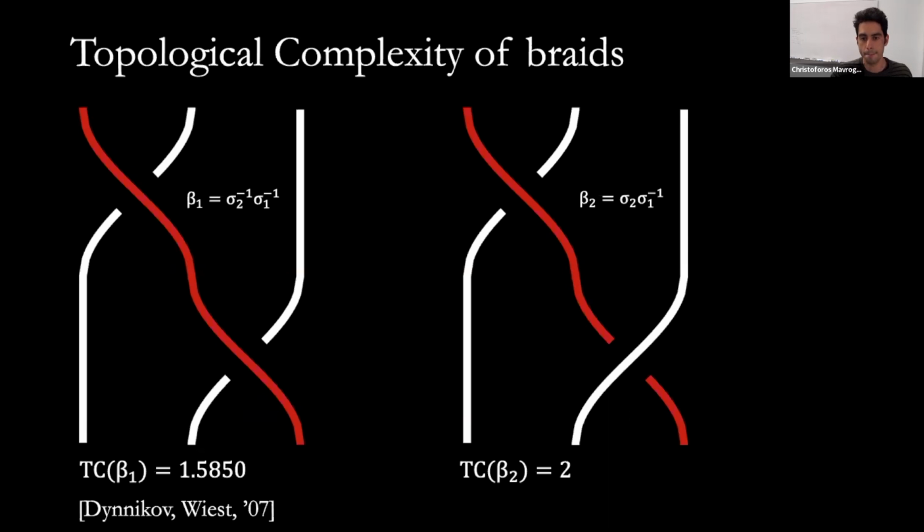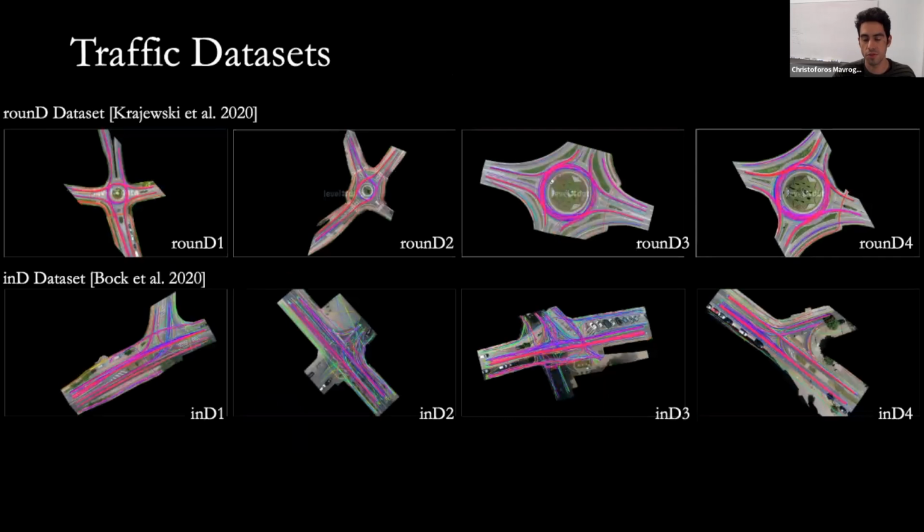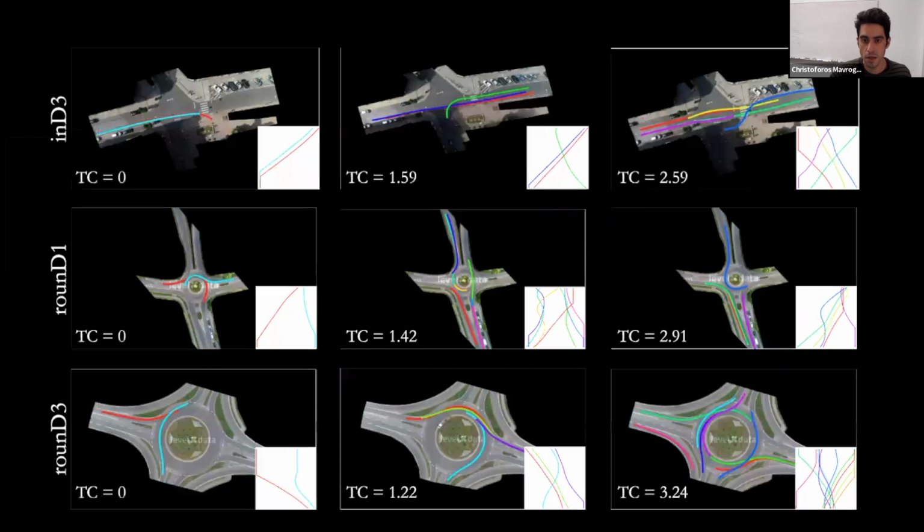To demonstrate the value of this framework, we considered 2 recent real-world traffic datasets, inD and rounD. We split the trajectory data of each scene into a series of episodes of finite duration and characterized their topological properties. Here are a few examples from 3 different scenes. We plot the topological complexity index and print the corresponding braid representation for each one. Note how higher topological complexity correlates with richer interactions among agents.